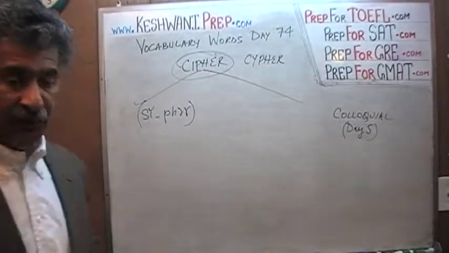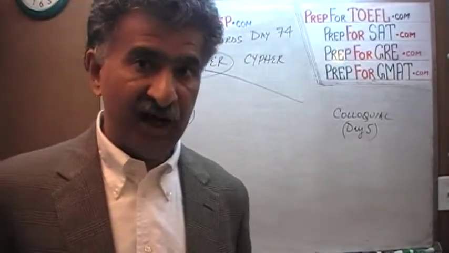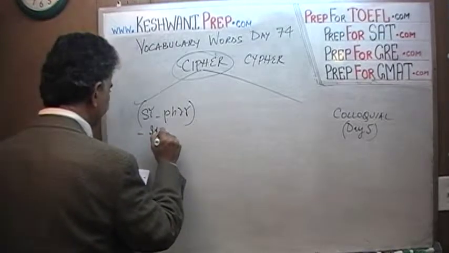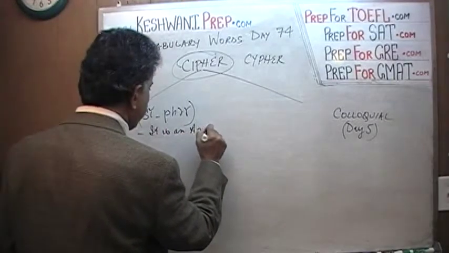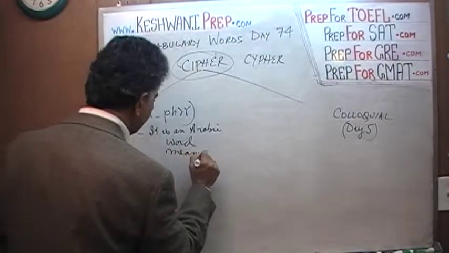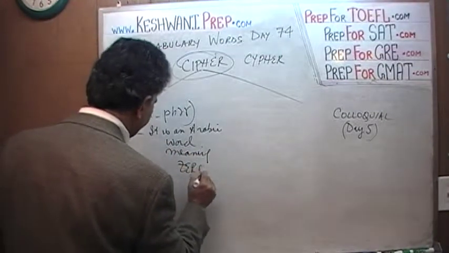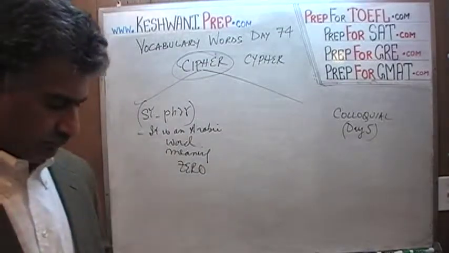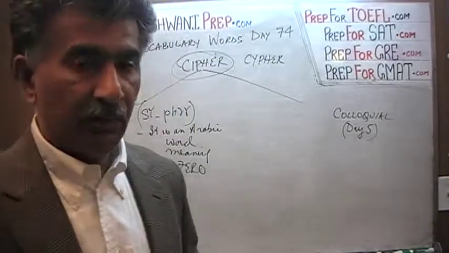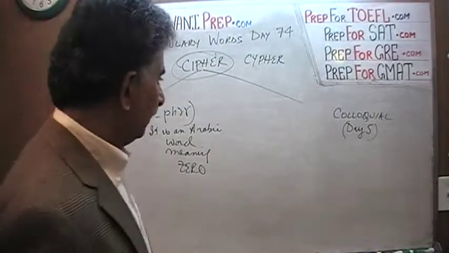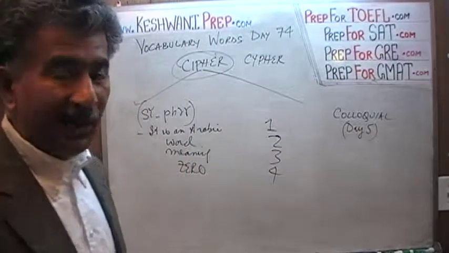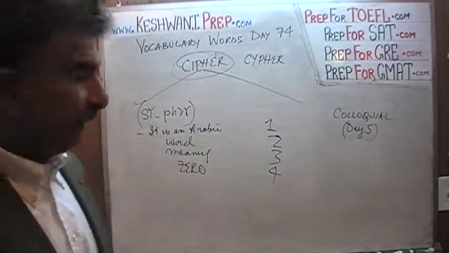If you pronounce this word as sifir, sifir is exactly how it's pronounced in Arabic. It is an Arabic word meaning zero. The number system that the Western world uses today, 1, 2, 3, 4, and so forth, these are called Arabic numbers.